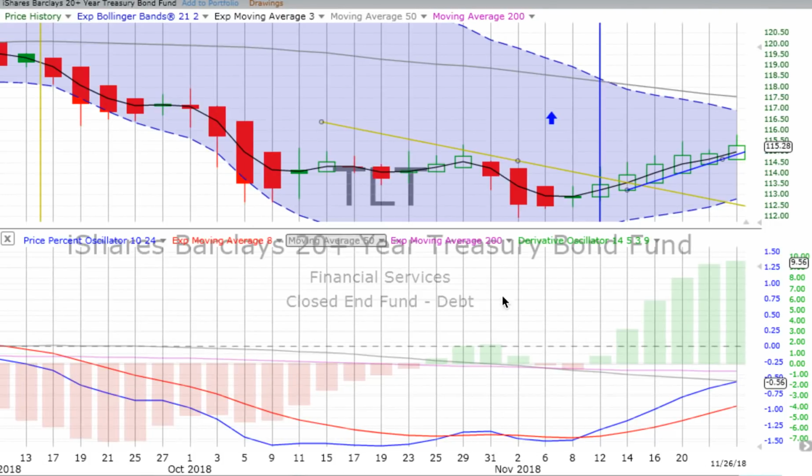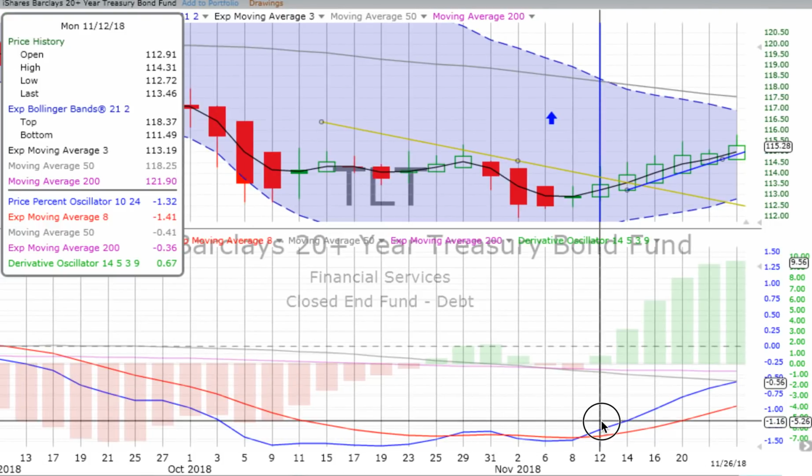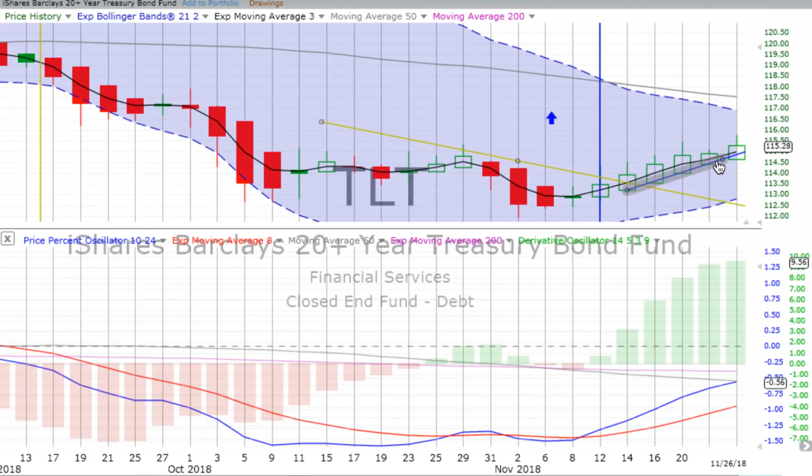We look at the 2-day chart. What do we see there? Well, it crossed over going up back on the 12th and has pretty much been a fairly solid line of strong up movement. Price still above that 2-day trend line. Derivative oscillator gaining momentum. Price percent oscillator heading up.